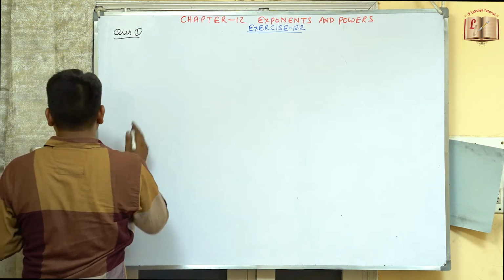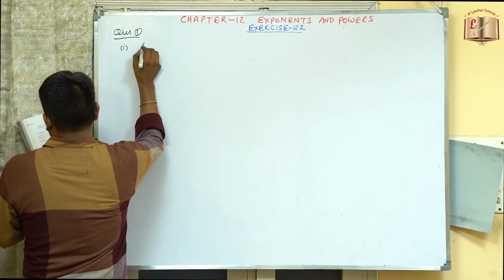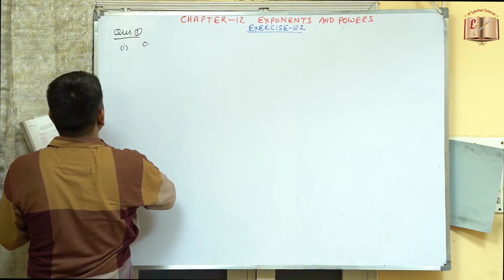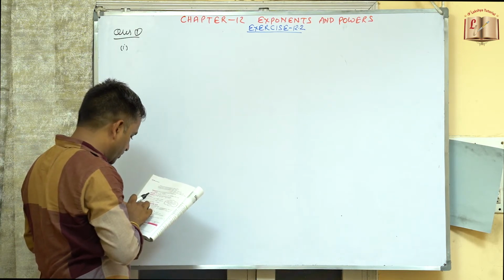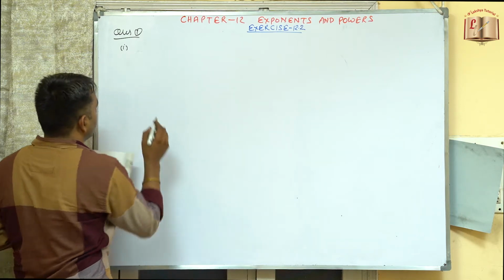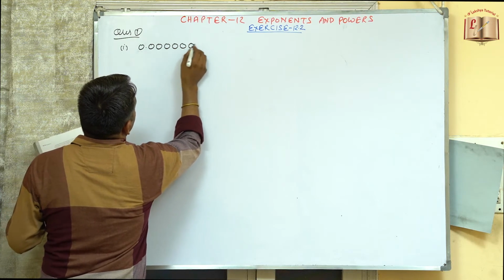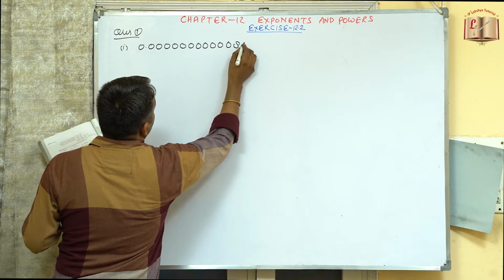So coming to question number 1, this first part is written as 0.000000000 0 2, 4, 6, 8, 10 and 11 zeros. So this is 0.00000000000, 11 zeros, then 8 and 5.